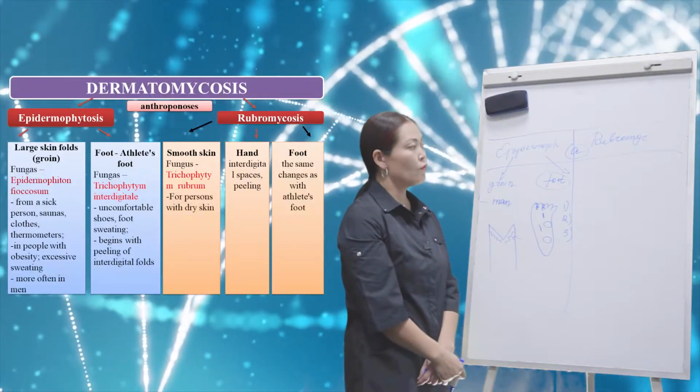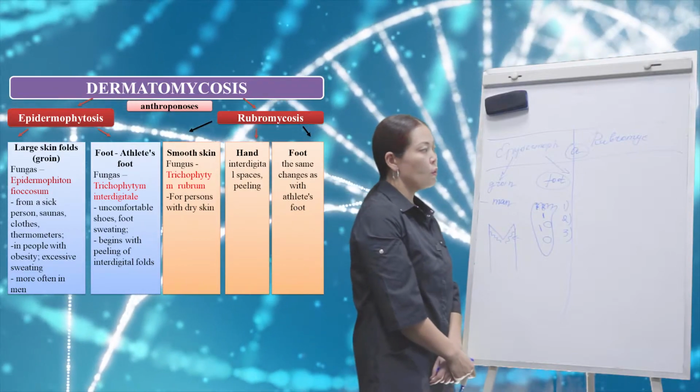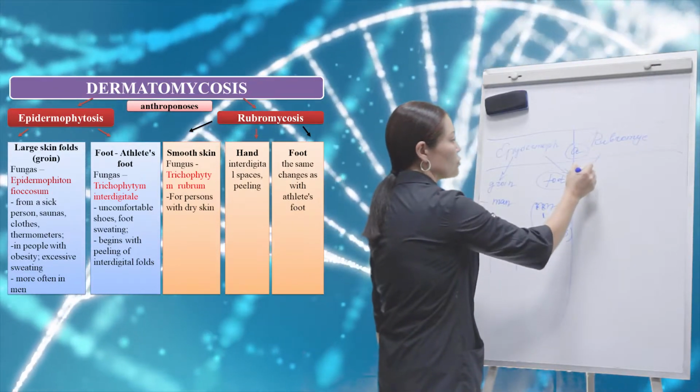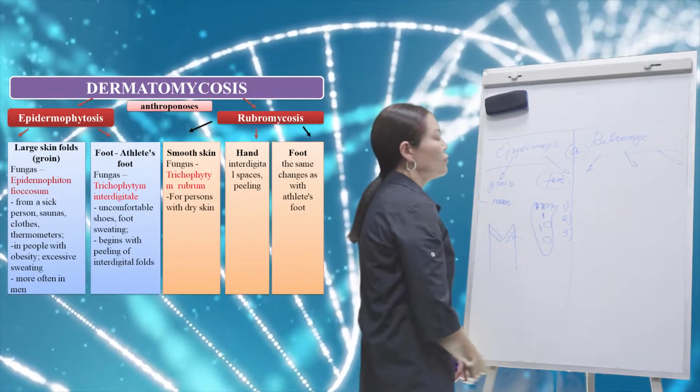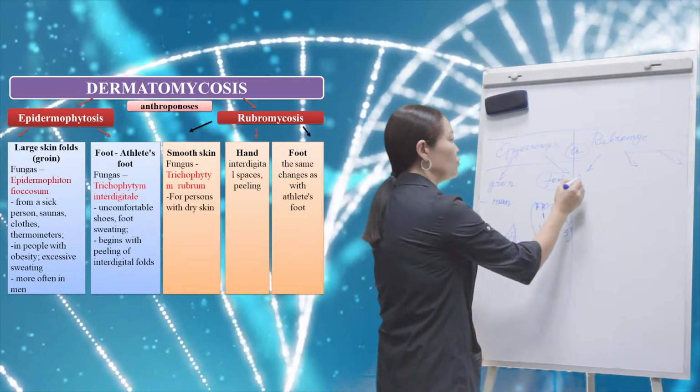The next group of dermatomycosis we call rubromycosis. Rubromycosis is also divided by localization into three clinical forms. The first of them is rubromycosis of smooth skin.